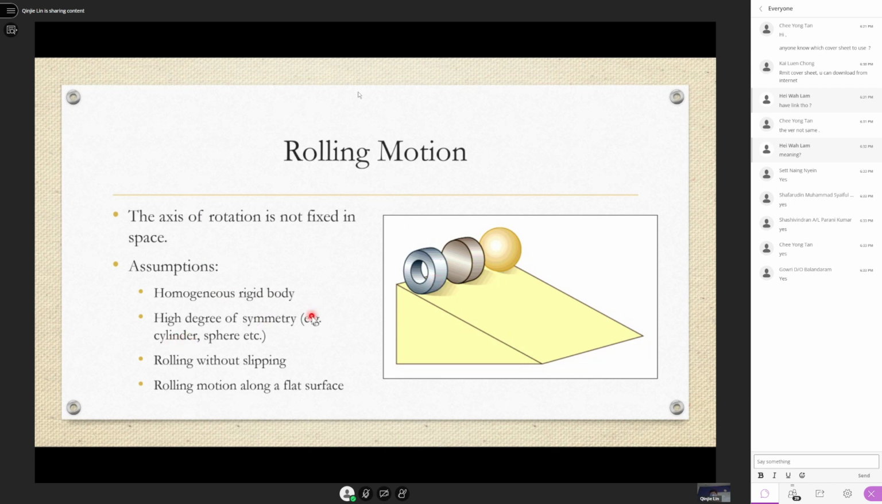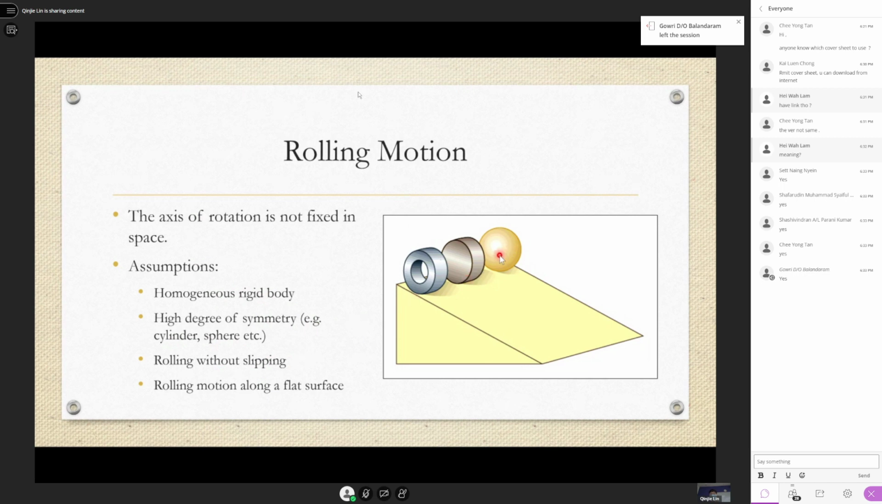High degree of symmetry. For example, cylinder, sphere, all of them have at least one or usually more than one symmetry. So you can imagine a sphere is symmetrical from any direction. You can roll in any direction very easily. And then here we will be studying first, for now, rolling without slipping.